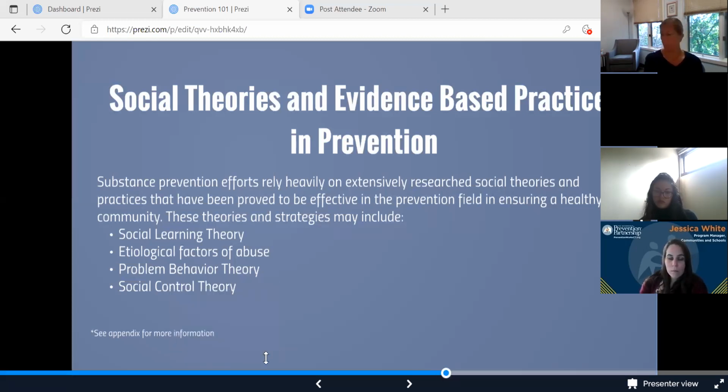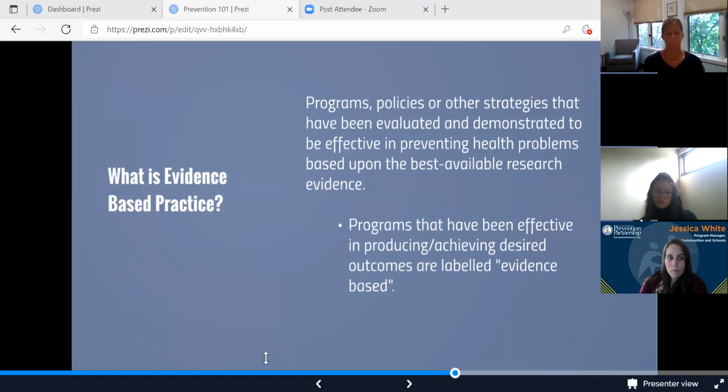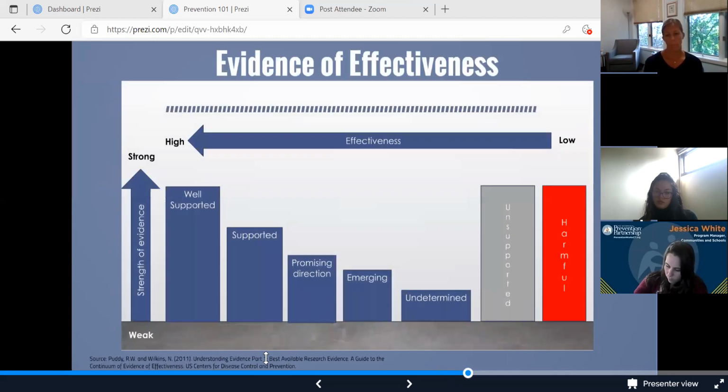So what are evidence-based practices? So evidence-based practices are programs and policies and other strategies that have been evaluated to demonstrate and be effective in preventing health problems. So they are evidence-based because they are effective in producing and achieving our desired outcomes. So I kind of made a little graph. I found it at the CDC.